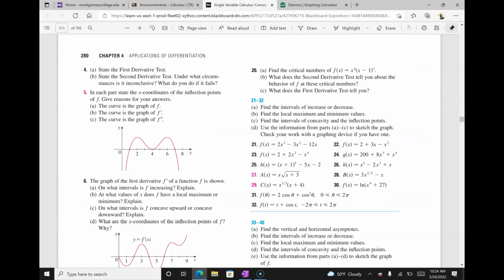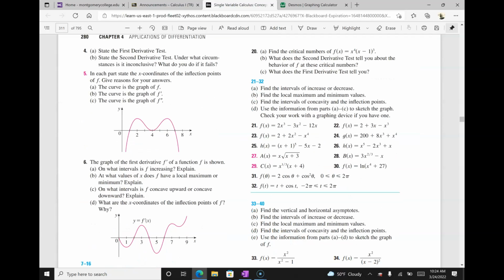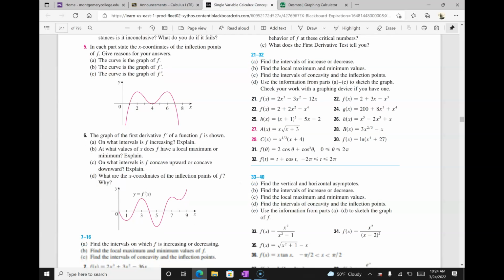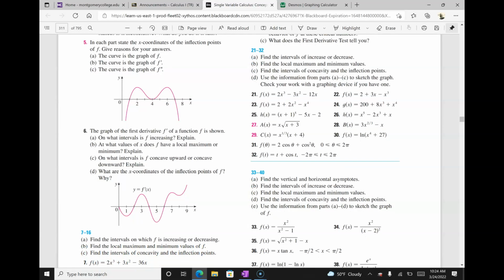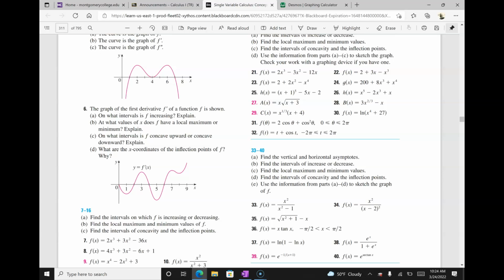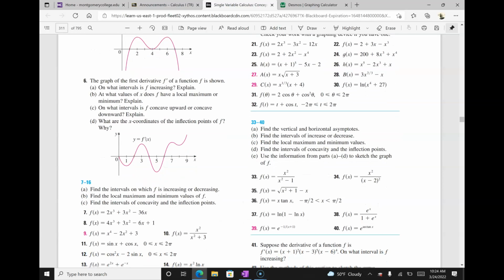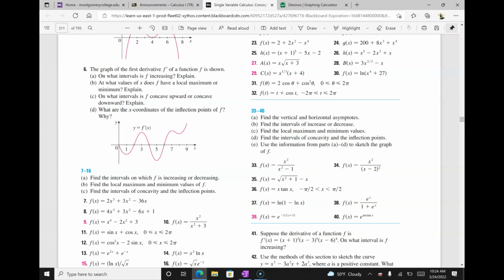So you'll see here, like in problems 21 to 32, it'll say find the intervals of increasing or decreasing, and find the local mins and maxes. That's the first derivative test. Then find the intervals of concavity and the inflection points. That's the second derivative test. So right now, just restrict yourself to the first derivative test. Okay. Cool. Let's do 33. Oh, I like 37 too. Let's do 33 and 37.